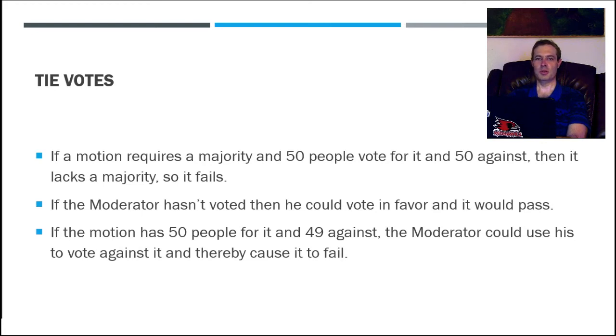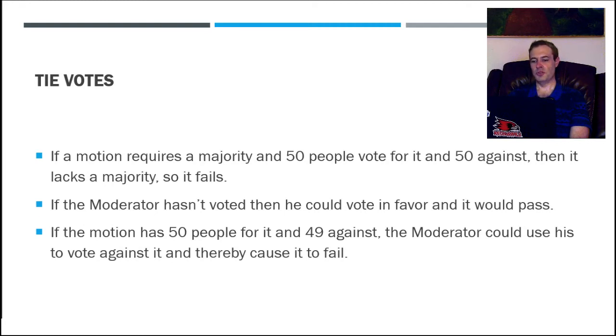Because majority rules, a tie vote is not a situation where you can't decide and so the moderator decides; rather, a tie vote is a failure. So the motion fails in that situation. It requires a majority, so it lacks the majority, and so it fails. If the moderator hasn't voted, then he could vote in favor and it would pass. If he hasn't voted and he votes against it, it doesn't matter, so there's really no reason for him to vote in that situation.